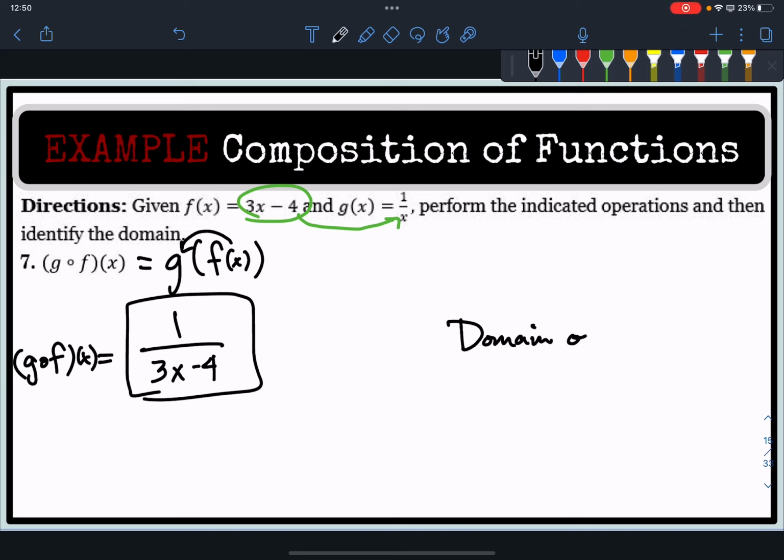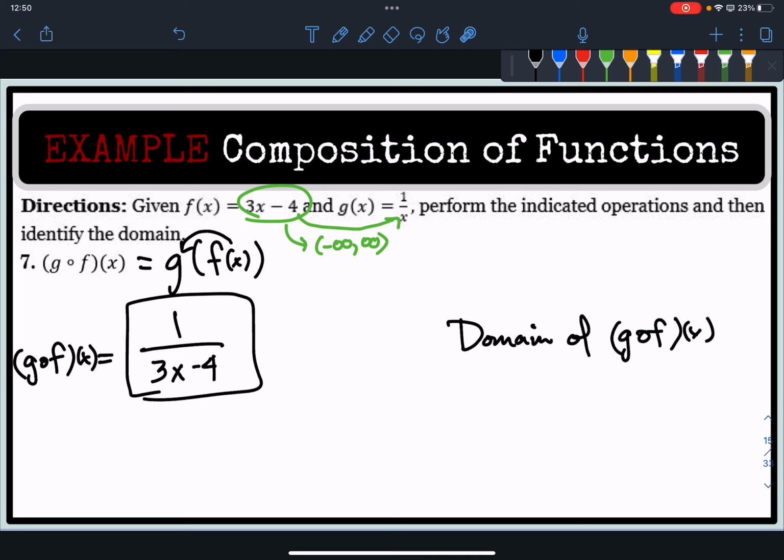Now for the domain of g of f of x. Well, since we're plugging f into g, f doesn't have any restrictions. So for f, our domain is going to be all real numbers. So this one doesn't have any restrictions at all. We can start off by plugging any numbers that we want. Now, since we're allowed to plug in any numbers that we want, we need to see that 3x minus 4 is in the denominator.